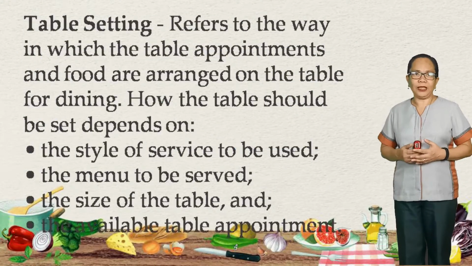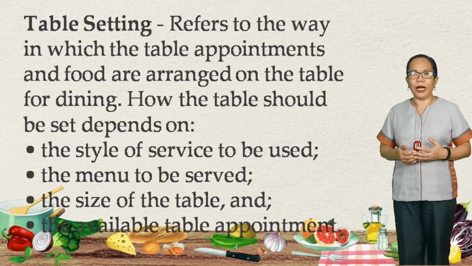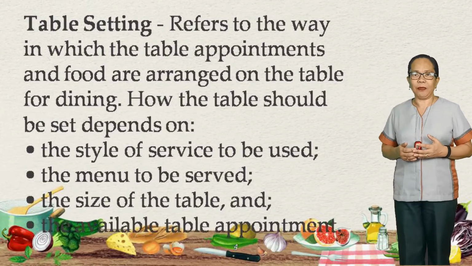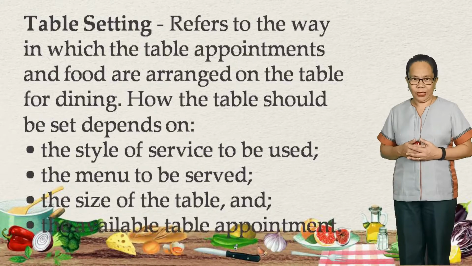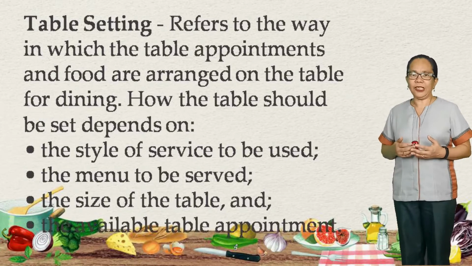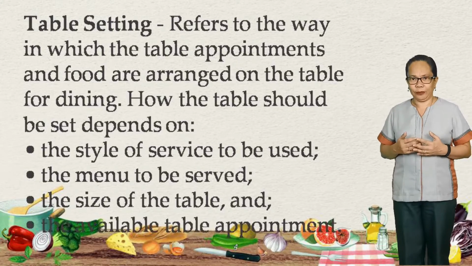So once we say table setting, it refers to the way in which the table appointments and food are arranged on the table for dining. How the table should be set depends on, first, the style of service to be used. Next, the menu to be served, the size of the table, and the available table appointment.